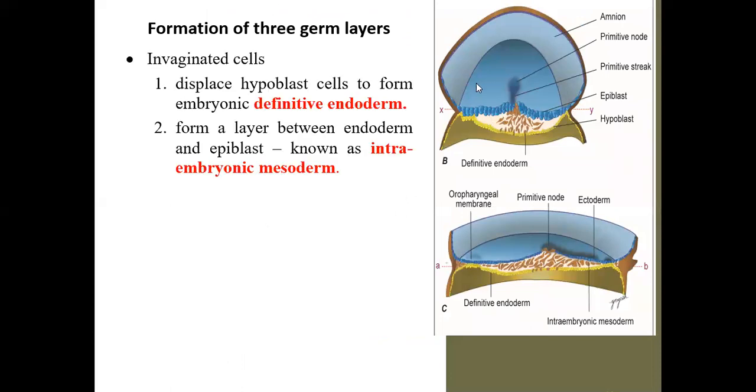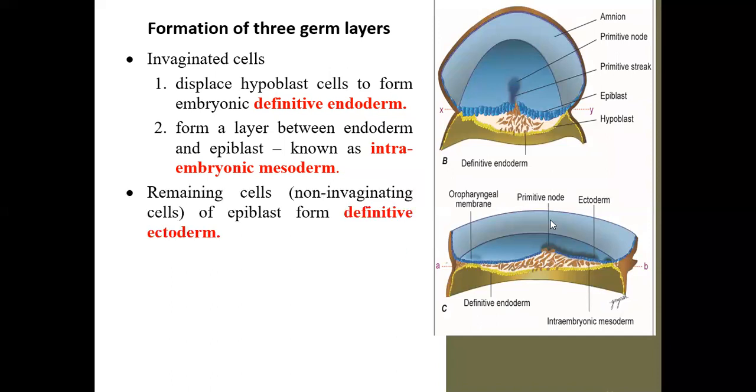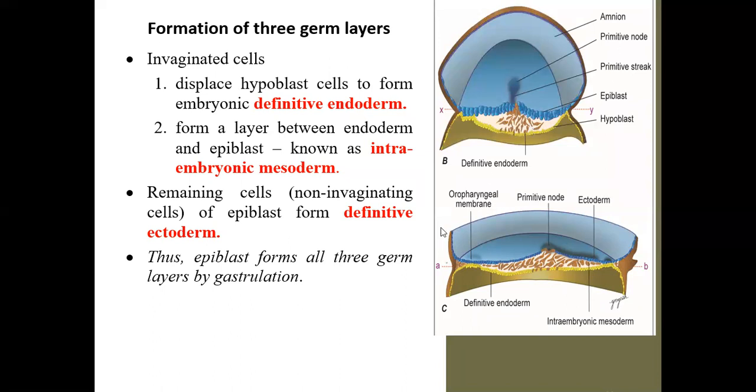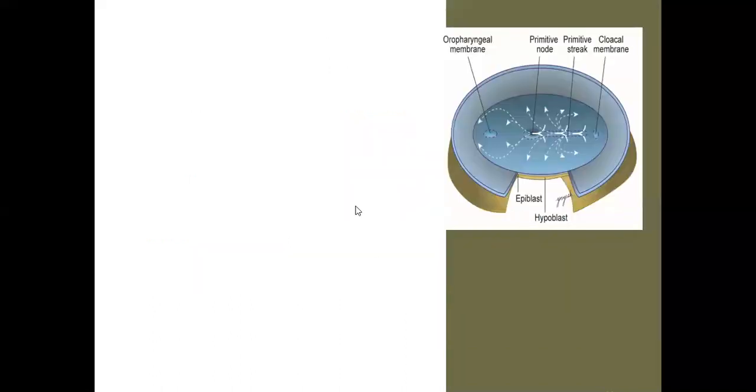Now the formation of the three germ layers. The invaginated cells will start displacing the hypoblast cell layer to form the definitive endoderm. After the endoderm, the next layer to be formed is the intraembryonic mesoderm. And the remaining cells of the epiblast, which will not migrate inside, will form the definitive ectoderm. Thus, the epiblast will form all the three germ layers by gastrulation. That is why it is known as the mother of all the three germ layers.